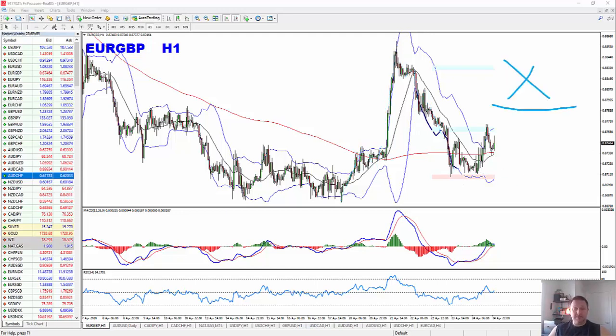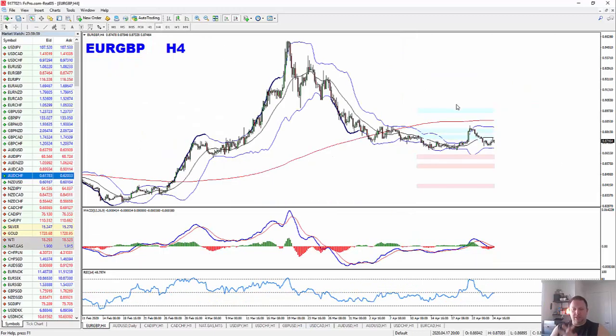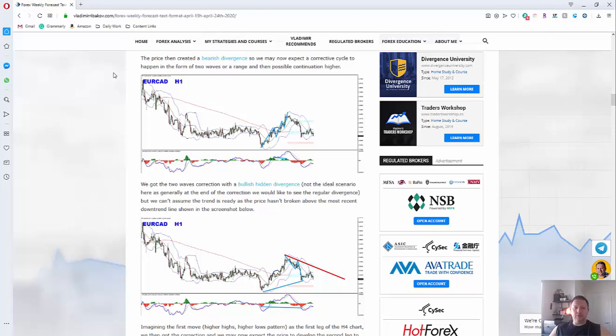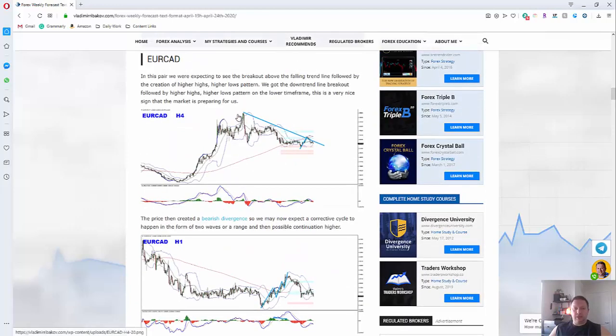This is a warning sign, and that's for me immediately the situation where I say, okay, that's not an instrument I want to deal with. So as simple as that, Euro Pound is removed from the list.